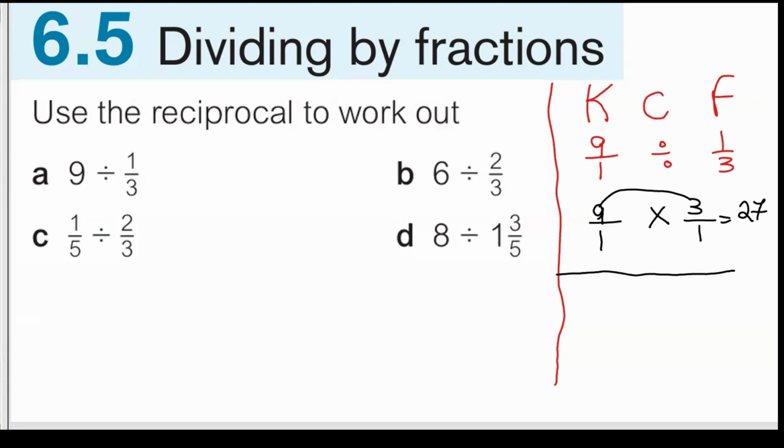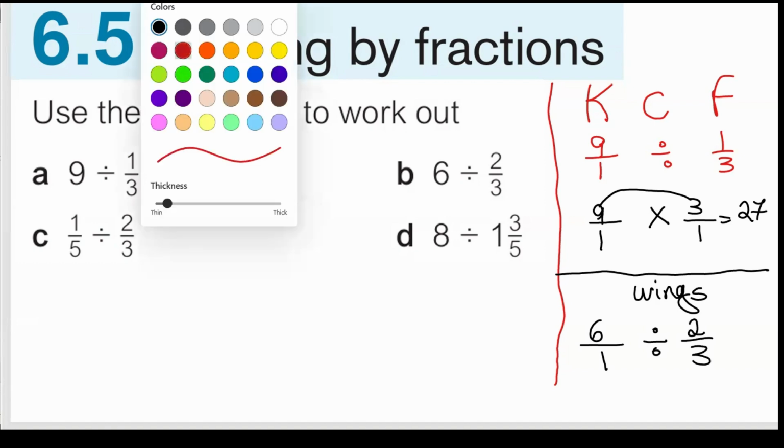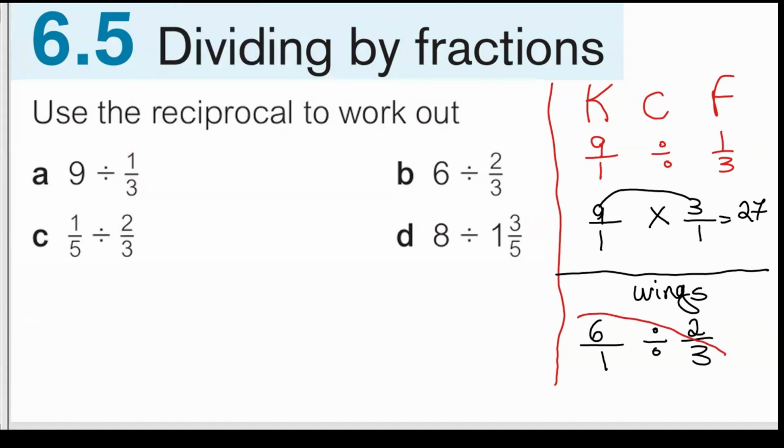The second way is using your wings. How is that? If I have 6 over 1 divided by 2 over 3, all you have to do is draw your butterfly wings. So 6 times 3 is 18, and 2 times 1 is 2. 18 divided by 2 will be equal to 9. Personally, I would prefer keep, change, flip because it allows you a chance to simplify before you multiply.